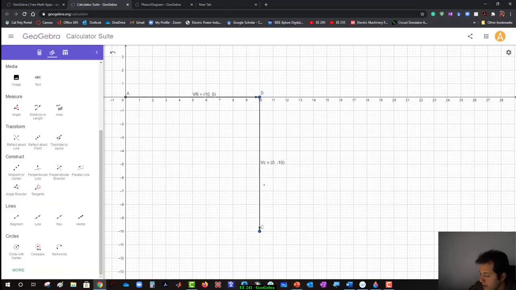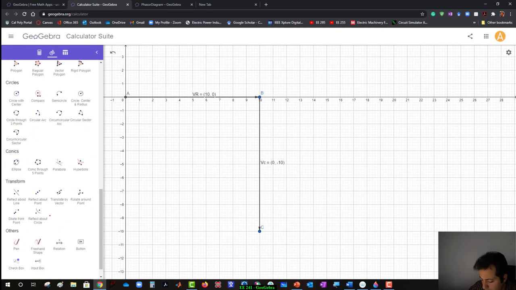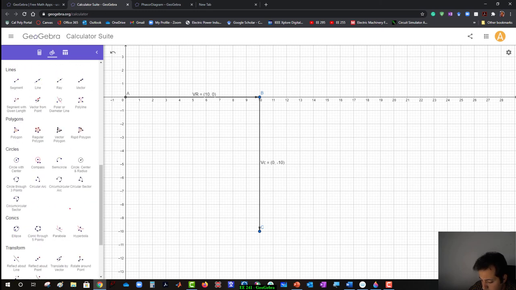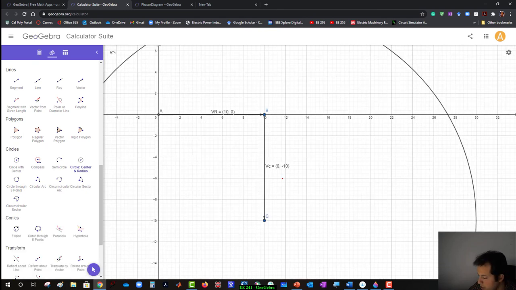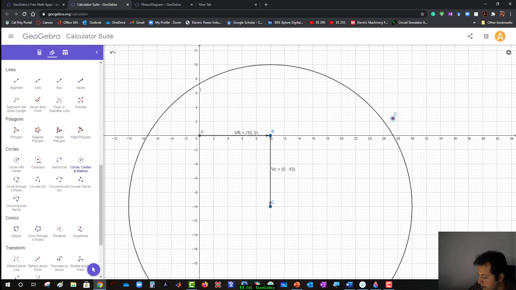Okay, so what I do is I go back here. I know these two vectors. I have now 20 volts, but I don't know what the angle is. So what I do is I go here, I click on more. Circle with center, with radius. So we don't need that one. We need circle with radius. So I go here, circle, center, and radius. I choose this one. I click here. And I know that the radius is 20. So GeoGebra will make a circle for me.